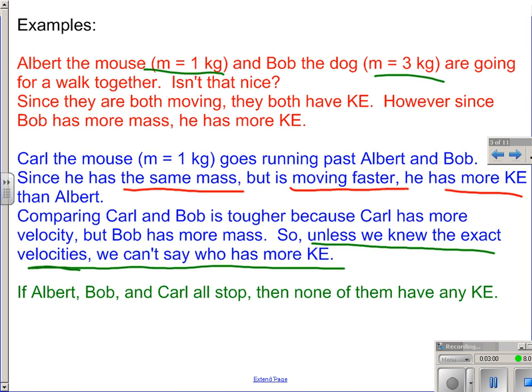All right. Finally, it is worth noticing that if Albert, Bob, and Carl all stop, then none of them are going to have any kinetic energy, right? Because remember, you have to be moving to have kinetic energy. Okay.